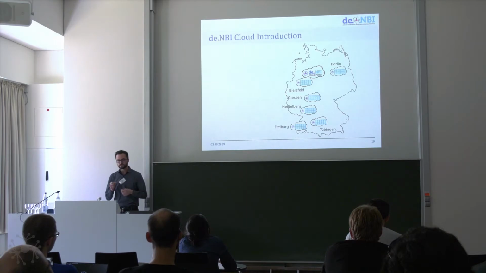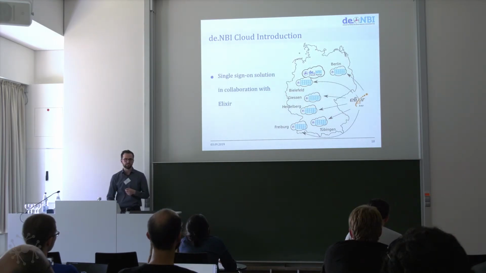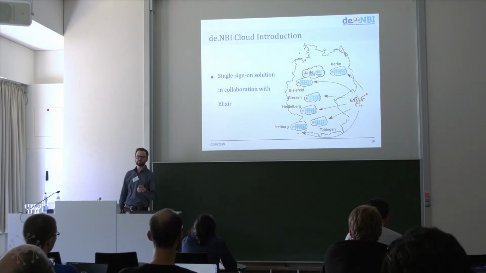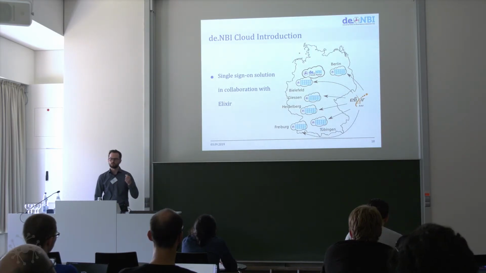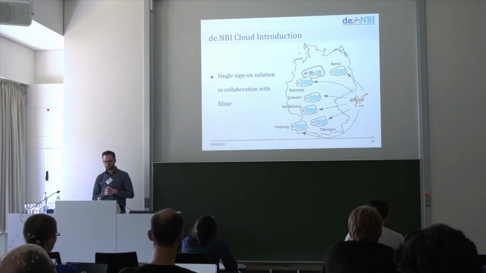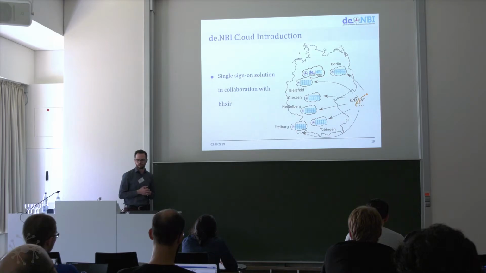That's why we integrated quite early with a technology called the Elixir Authentication and Authorization Infrastructure. This technology allows you to reuse your home institutional account, your ORCID account, your Google account or LinkedIn account to access all these services that we offer now and will offer in future. Which means that you don't have to create a new account or a new password for every cloud site or for every service that we offer.